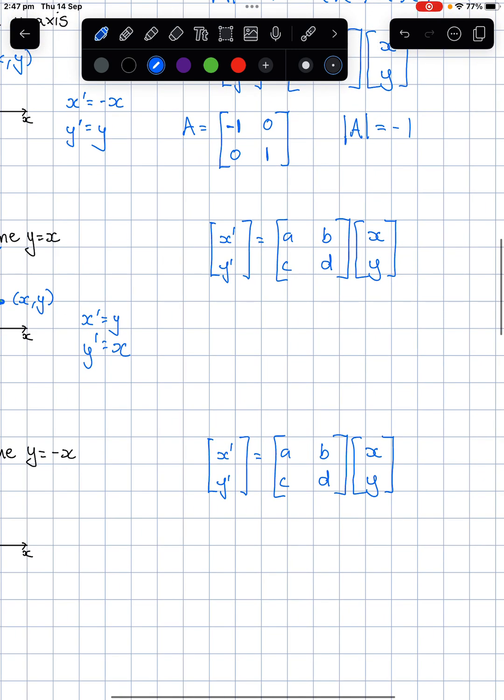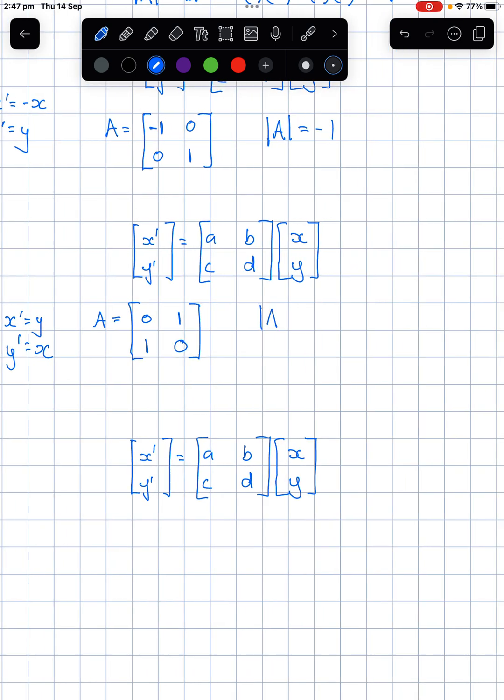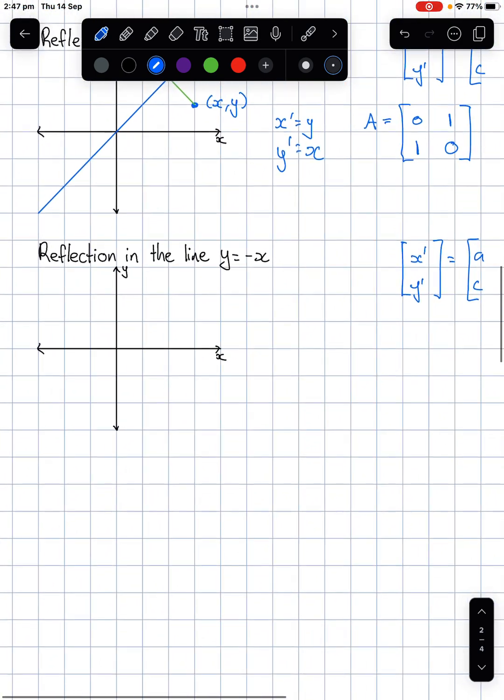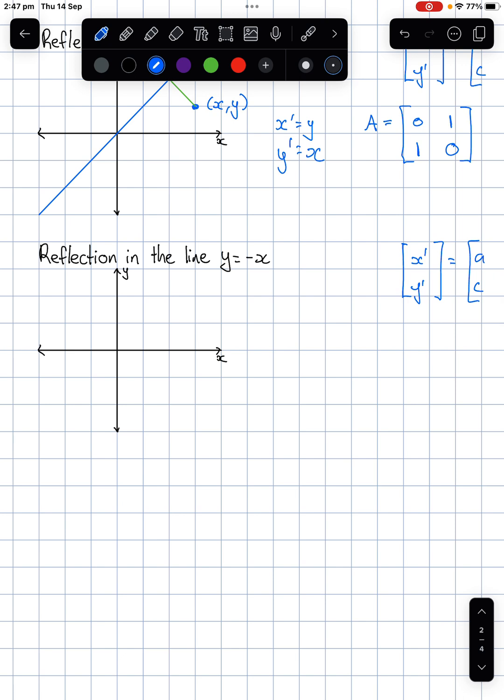And so if we're considering this transformation matrix, then A must equal 0, B here must equal 1, C here equals 1, and D gives us 0. So this gives us that value there, and interestingly again, our determinant equals negative 1 because 0 times 0 equals 0, minus 1 times 1 is negative 1. So we've got another one there.